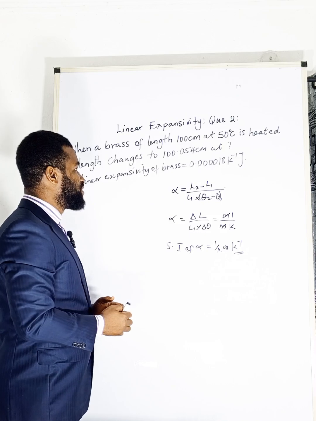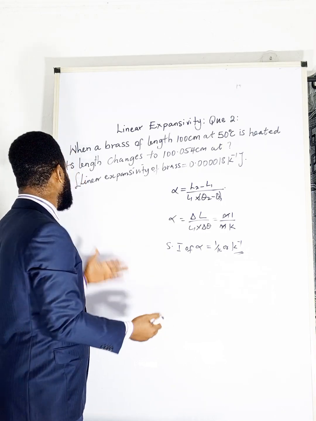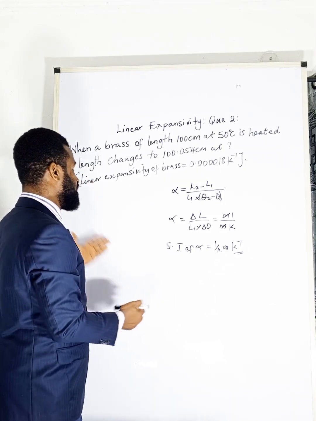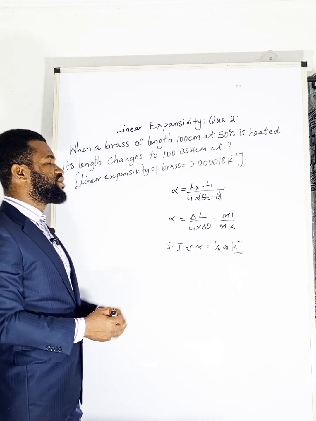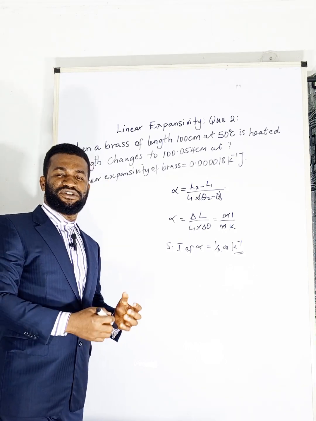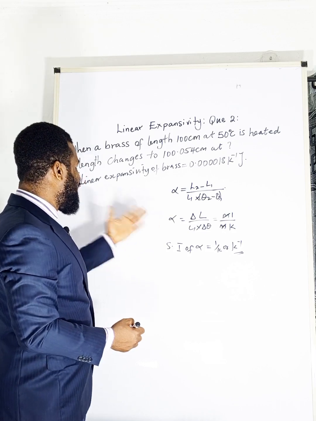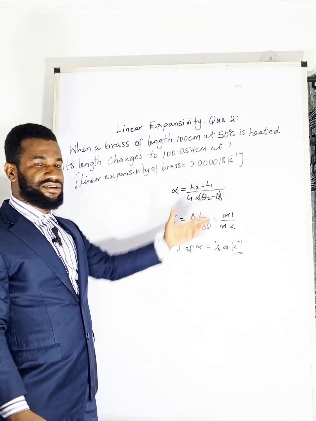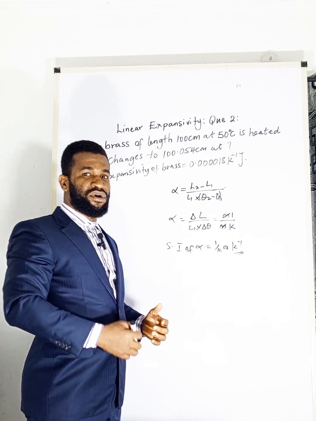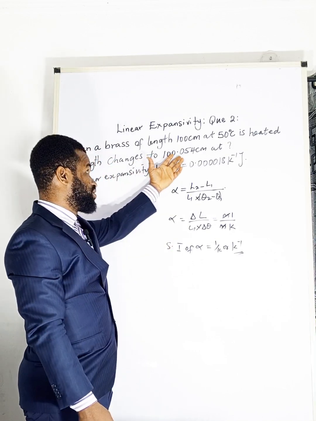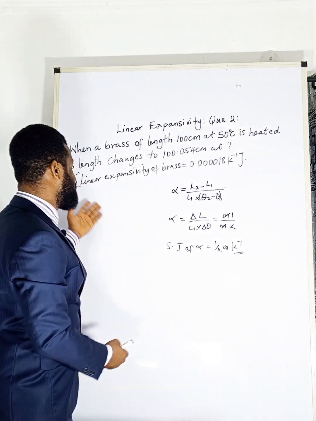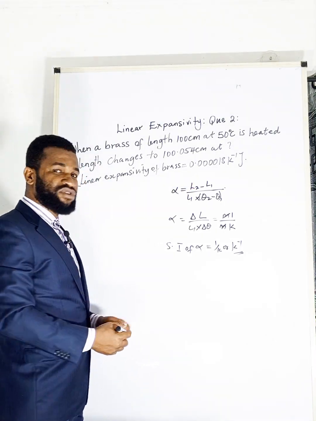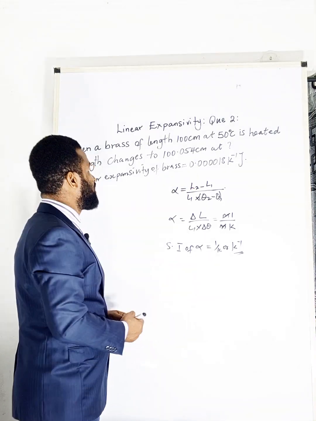Now, looking at the question we have today, we say that a brass of length 100 cm at 50 degrees Celsius is heated, and its length changes to 100.054 cm at a certain temperature. There must be a temperature when the length has increased to this new length, where the linear expansivity is given as this. So I'm going to continue from what I was saying.